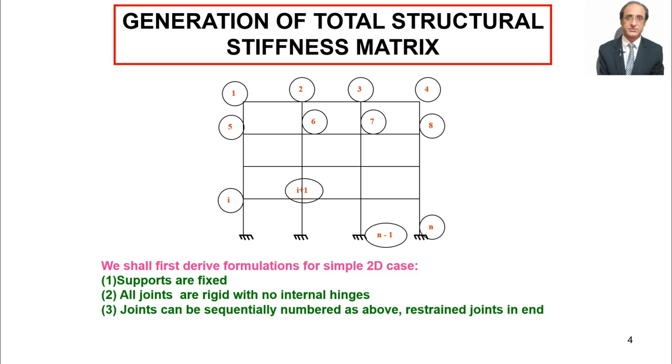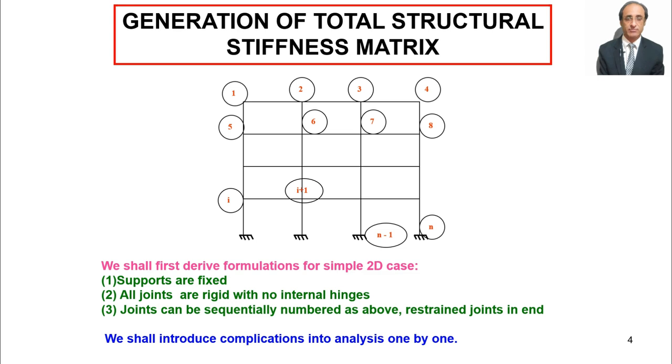So joints can be numbered sequentially. We will follow horizontal numbering, or we will follow vertical numbering. And we will number the joints such that the restrained joints are numbered at the end. So here we will be numbering the restrained joints also. We will be associating some kind of degree of freedom with the restrained joints, the reason being that we want formulations which give us reactions separately.